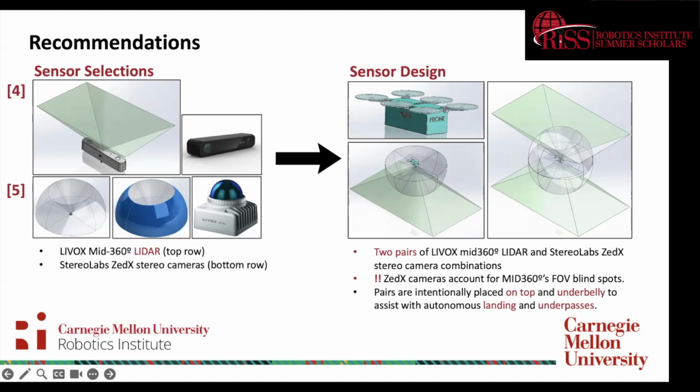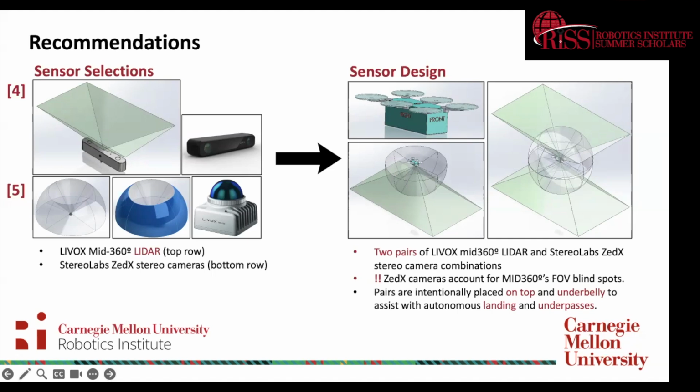Let's take a look at the left, where we have sensor selections. Our team decided to go with the Livox Mid-360 LiDAR, which is represented in the bottom row, because of its capabilities in accuracy, range, and its field of view. If you look at the bottom row and the far left, you're able to see the field of view of the Mid-360 LiDAR with a range of 40 meters.